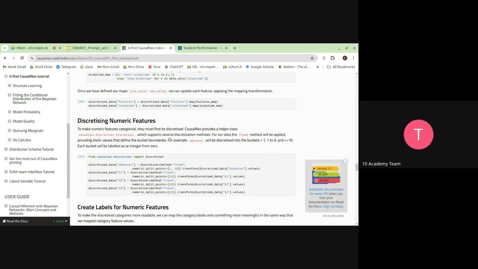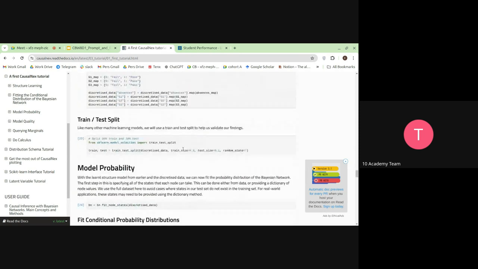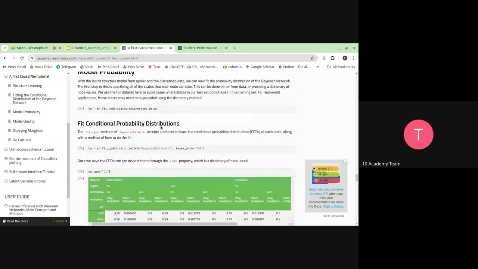This is CausalNex next. It's a limitation of CausalNex that it can only handle discrete variables, not continuous. So this is how to split your data between train and test. And finally, once you have learned the model, you can learn the probability distribution from your data.